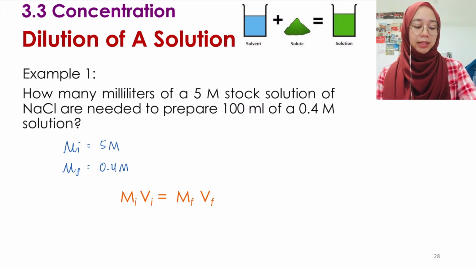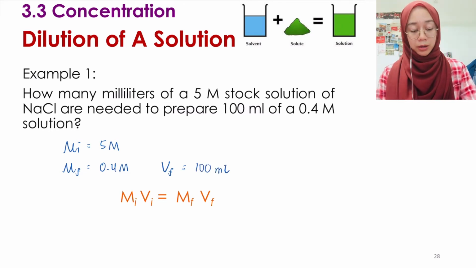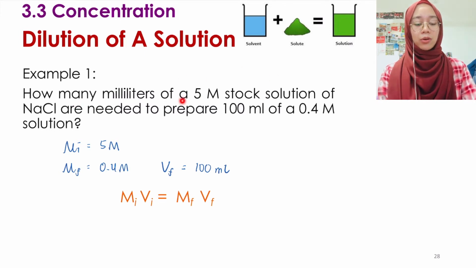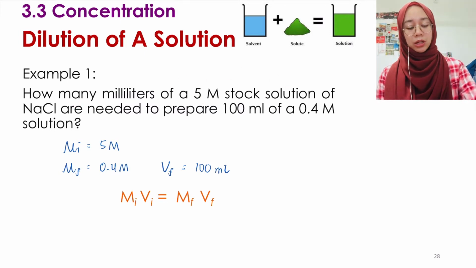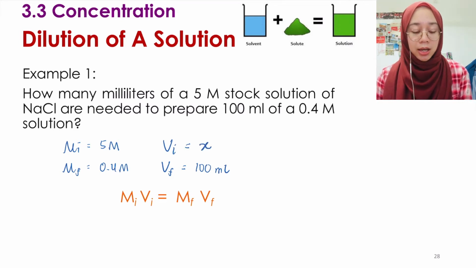You need to prepare 100 ml of 0.4 molar solution. Bermaksud 100 ml is basically the final volume. However, dia tanya how many milliliters of 5 molar stock ni. Maksud itu adalah V initial kamu yang kamu tak tahu. So, Miss letak X kat situ. So itu yang kamu nak kena cari sekarang ni.